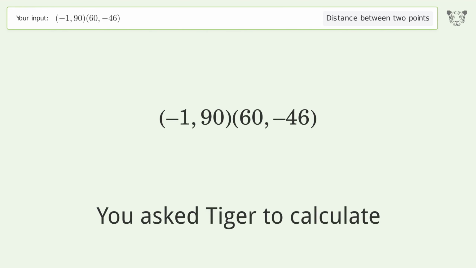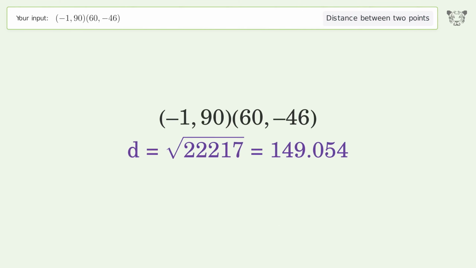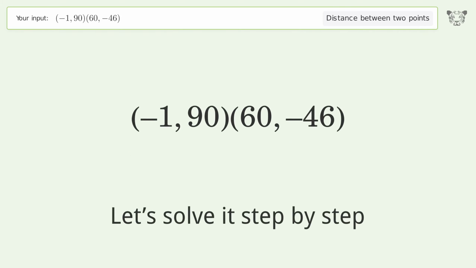You ask Tiger to calculate. This deals with the distance between 2 points. The distance between the 2 points is the square root of 22,217, or 149.054.